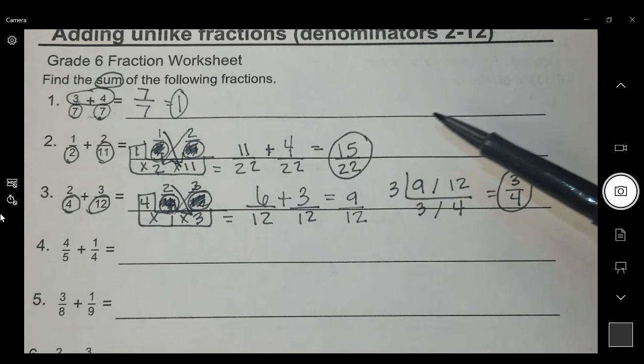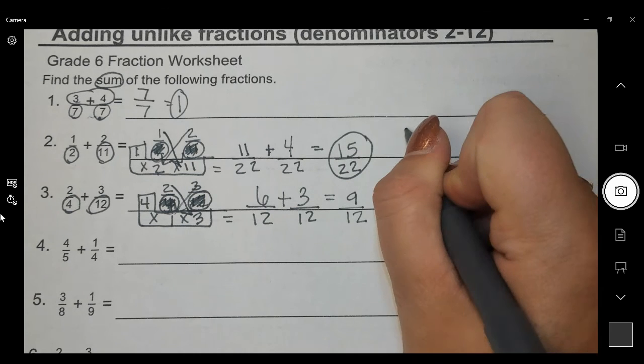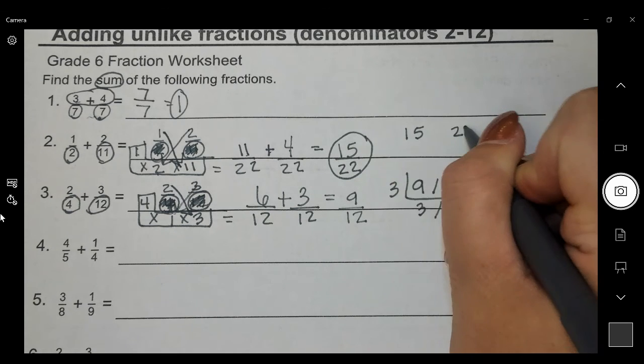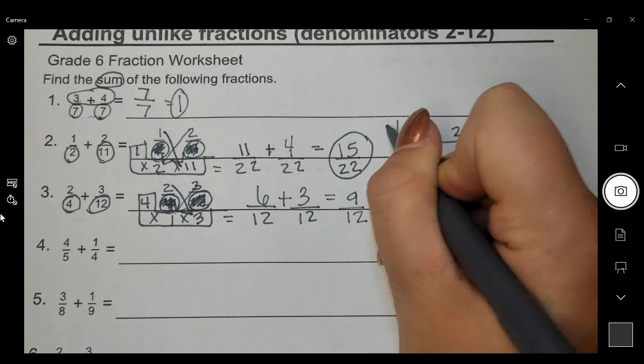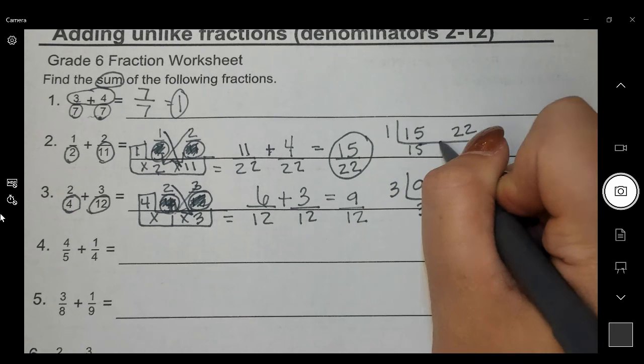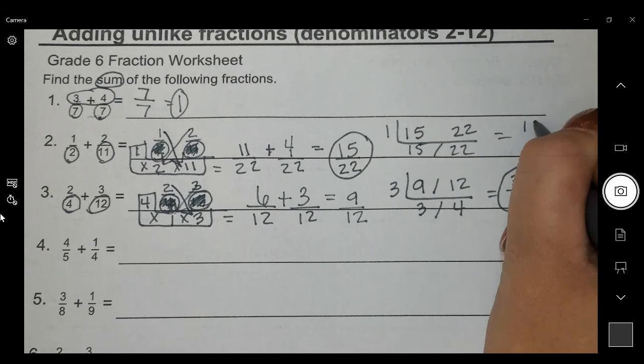So like I can come back here to 15 over 22, and I can do 15 and 22 and place them in the slide. And the only thing that's going to come out is 1, so nothing changes.